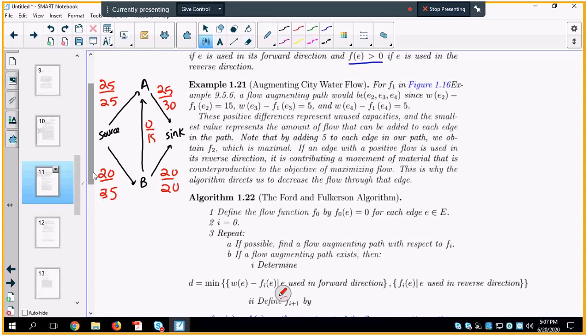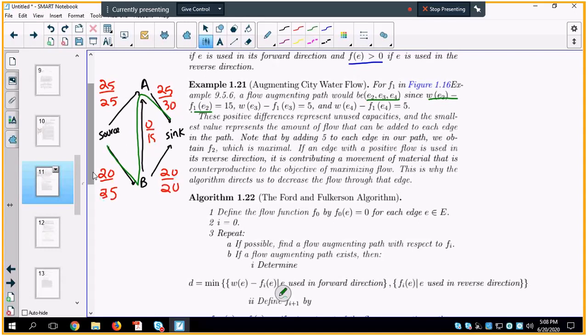So then a flow augmenting path would be exactly the one that we found. The flow augmenting path, if we were asked to find it, would be this, this, and this. These were edges E2, E3, and E4. So the flow augmenting path is just described by the edges. But how did we know that that was a flow augmenting path? Well, we took the difference between the capacity, which is the weight function, and the flow, and we found that it was positive in all three places.